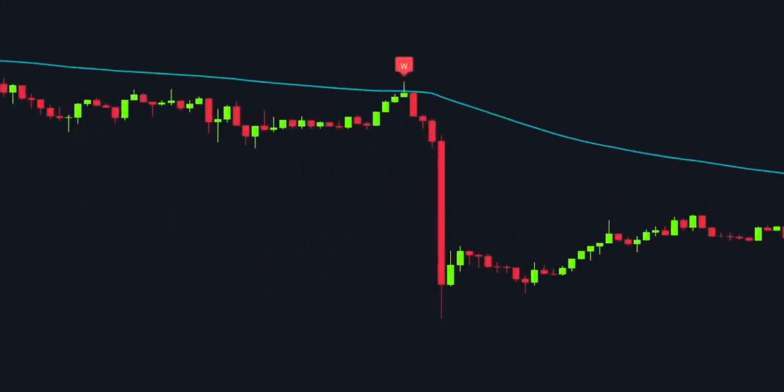The next thing we noticed is that using a simple candlestick pattern like an engulfing bar as a secondary confirmation can dramatically improve signal accuracy.